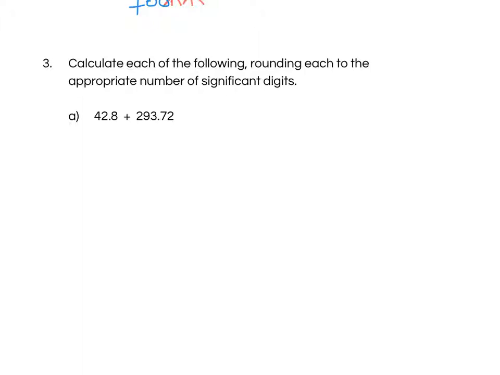Okay, so let's take a look at this first example here. So the first thing I'm going to do is I'm going to get the raw answer, and the raw answer is just without any kind of rounding involved at all. So my raw value that I get here is 336.52. But I can't leave it like that. The rule is that when I'm adding numbers and I want to round to the right number of significant digits, then I'm looking at the number that has the fewest number of decimal places, because my final answer shouldn't have any more decimal places than the least accurate value that I have. So this one has 1 decimal place, and the second measurement has 2 decimal places.